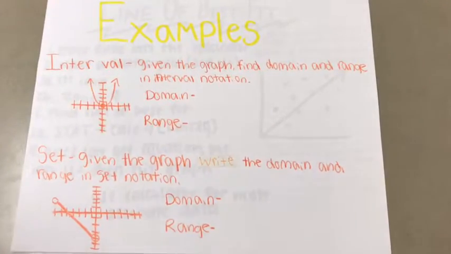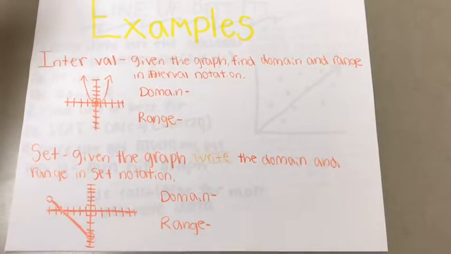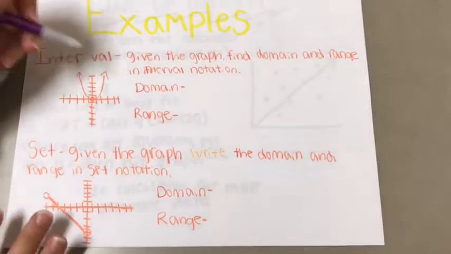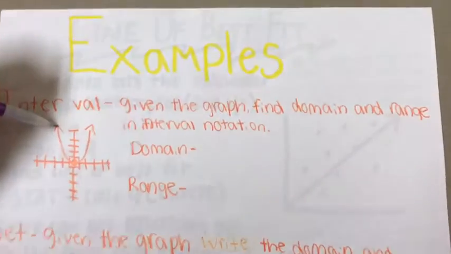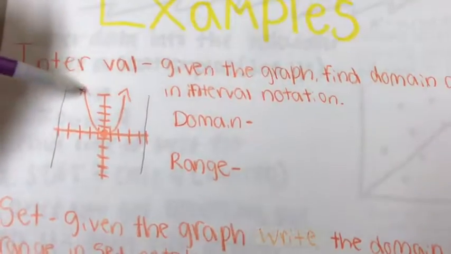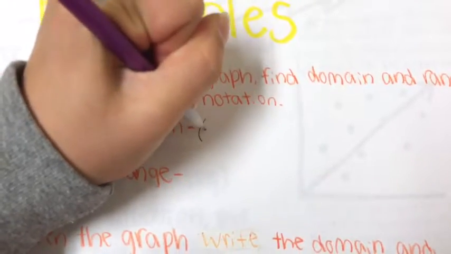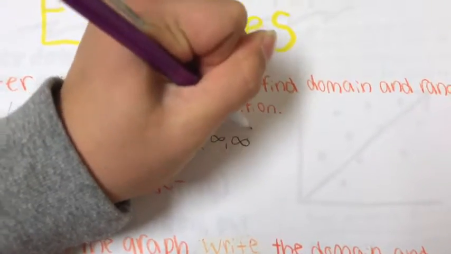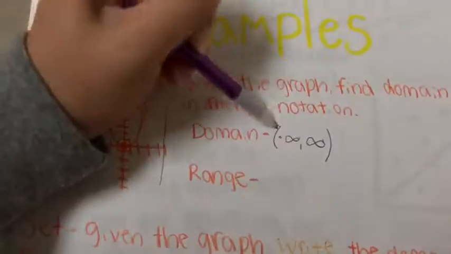Here are some examples. Interval notation. Given the graph, find the domain and range in interval notation. So for this, the domain, we would have to find all of the points on this side and all of the points on this side. Since this graph is a parabola and it just keeps going, our domain is going to be negative infinity all the way to positive infinity. And like I said earlier, whenever you have infinity, you always use the parentheses.